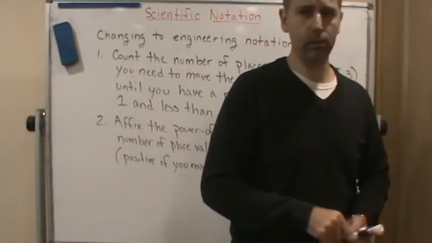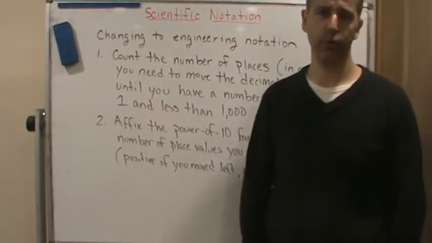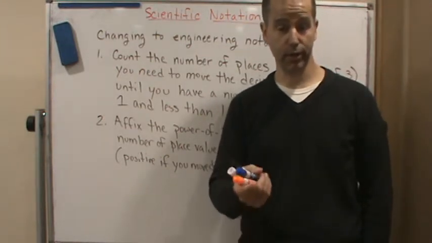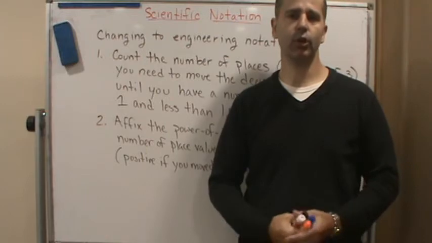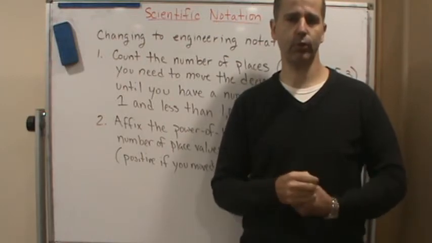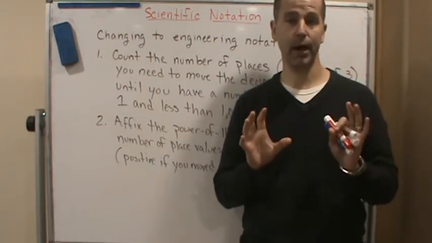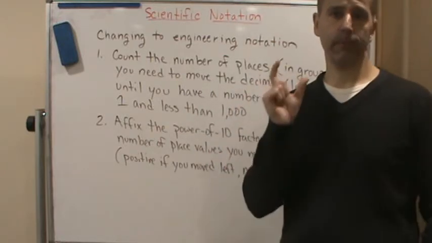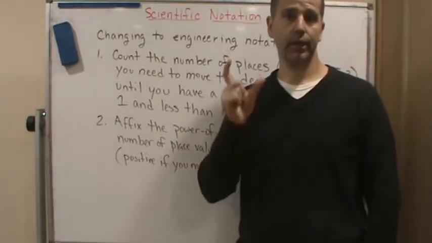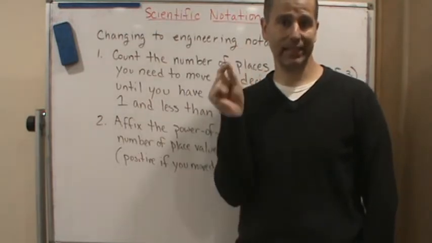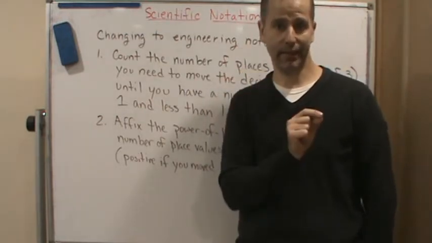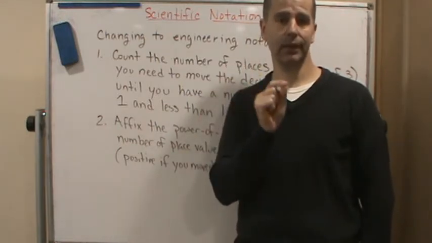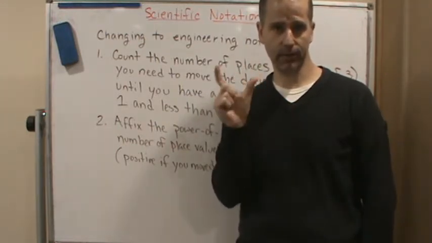Okay, now in this video we're going to talk about a new type of notation that's common in engineering called engineering notation. It's very similar to scientific notation except for a couple of modifications. In engineering notation, your first factor is going to be any number that's at least 1 but less than 1,000. So that's the first factor.